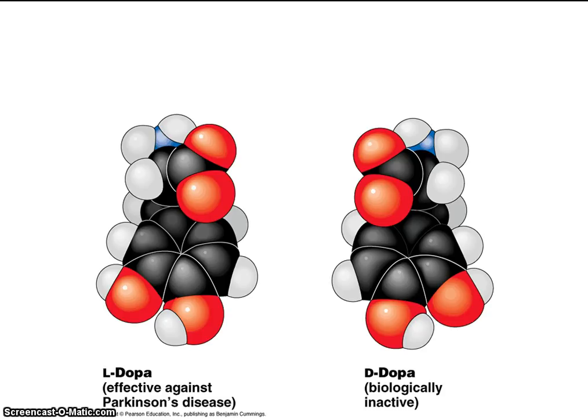And DOPA is a drug that's effective against Parkinson's disease. And only the left hand, the L version, is going to be active. The D version, the right-handed version, is not going to be active. So you could give this one here as a drug, but it's not going to be effective against Parkinson's. Only the L version, the left-handed version, is.